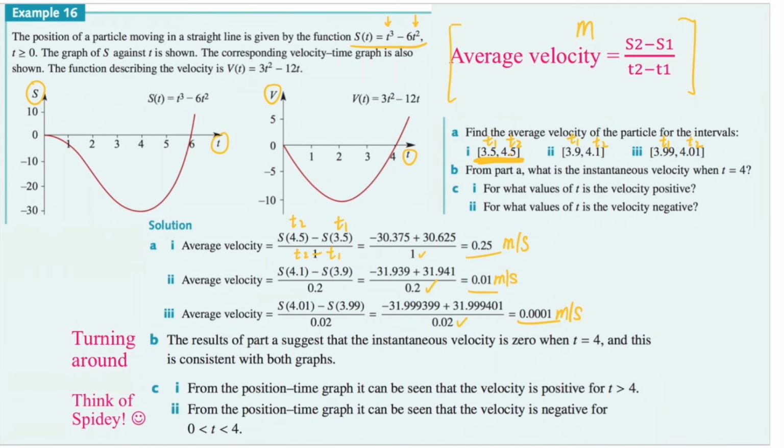Okay, question B says from part A, what's the instantaneous velocity when t is 4? Since the question has given us the time velocity graph, we can just look at the velocity when time is 4. So when time is 4, the instantaneous velocity is 0. So why is it 0?